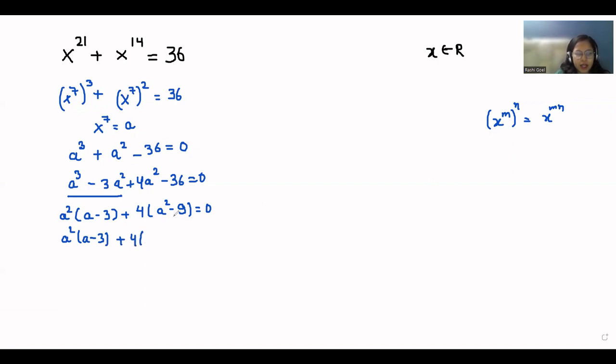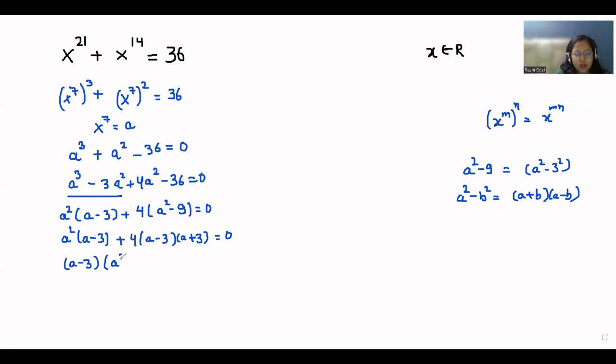Here we can use a very famous identity. a^2 - 9, we can write this as a^2 - 3^2. So we can use a very famous identity, that is a^2 - b^2 = (a + b)(a - b). So we can write this as (a - 3)(a + 3) = 0. Now a - 3 is common. So a^2 + 4(a + 3) = 0. Now (a - 3) and another bracket is a^2 + 4a + 12 = 0.